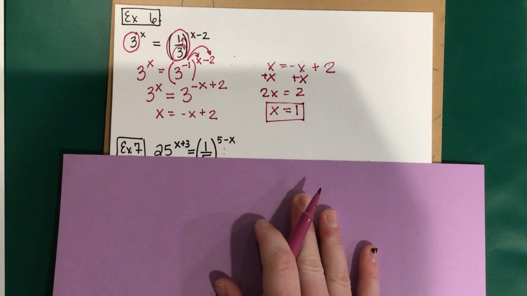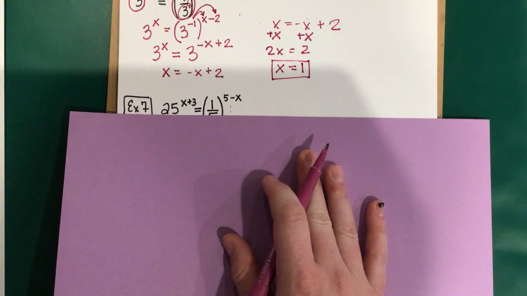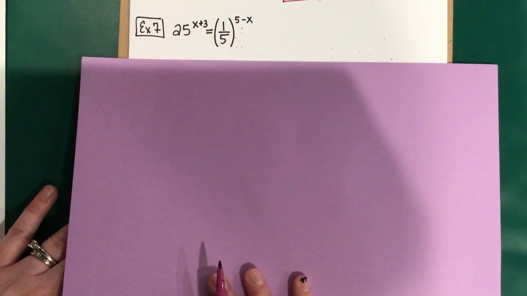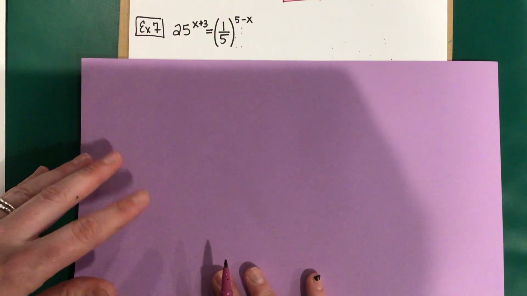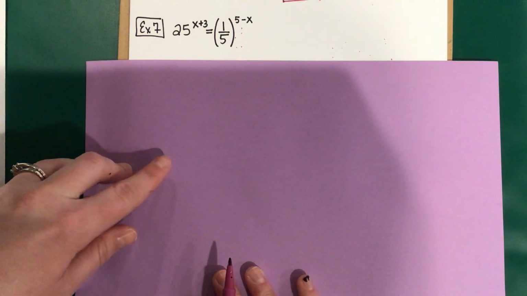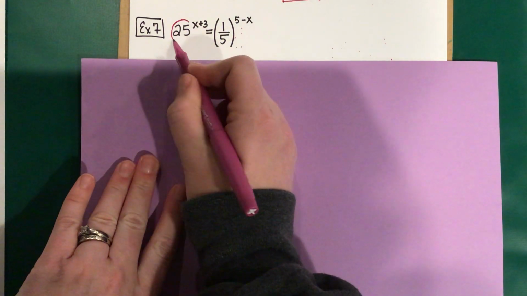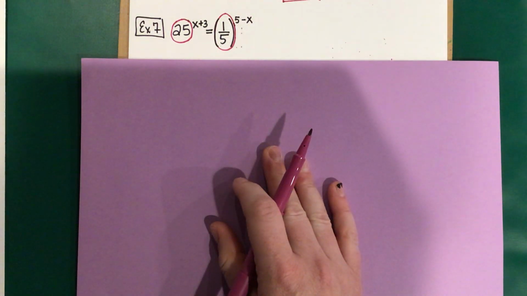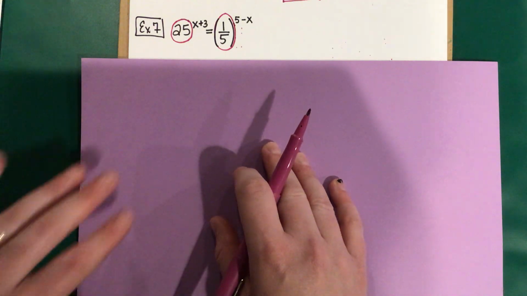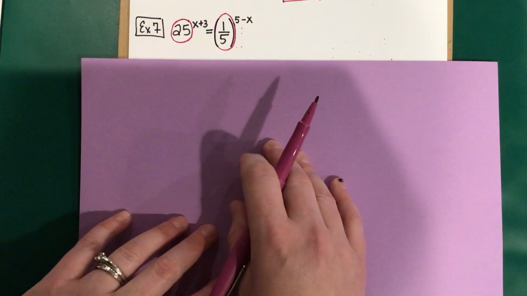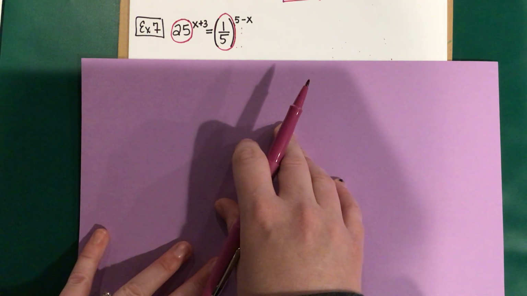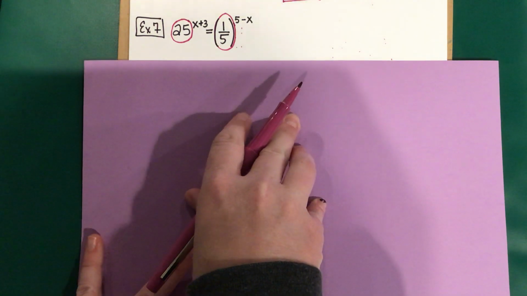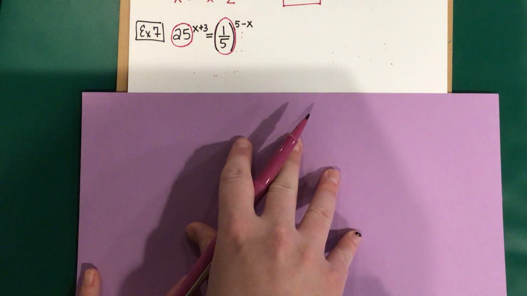Now, we have a similar situation going on here. So I want you guys to pause this maybe and figure out what base you would try to make both 25 and 1/5. So how can we rewrite these as powers of our same number? I'm going to keep going, so you should pause it and see if you can get it, then unpause it and check your work.